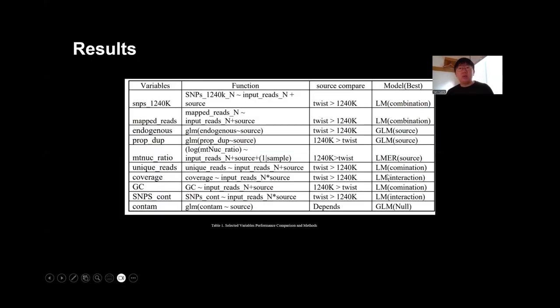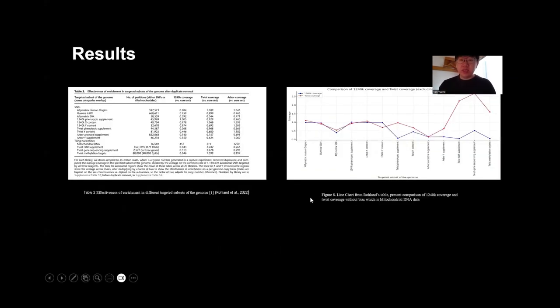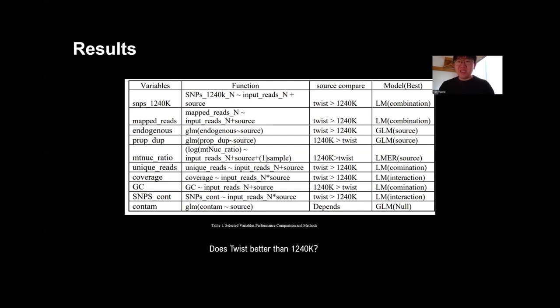And next, here are some results we get. After several comparisons, I figured out whether Twist is really better than the 1240K case. The answer from my side is yes and no, because as the source comparison shows, Twist is better than 1240K in the majority, but there are still several parts where 1240K is better than Twist. But is that real? Is 1240K really better than Twist?